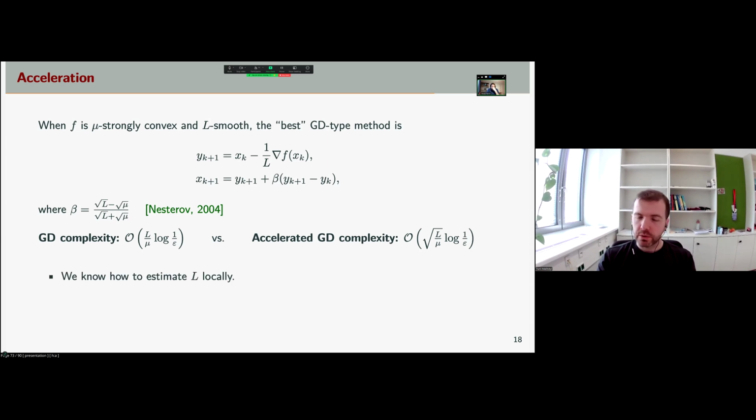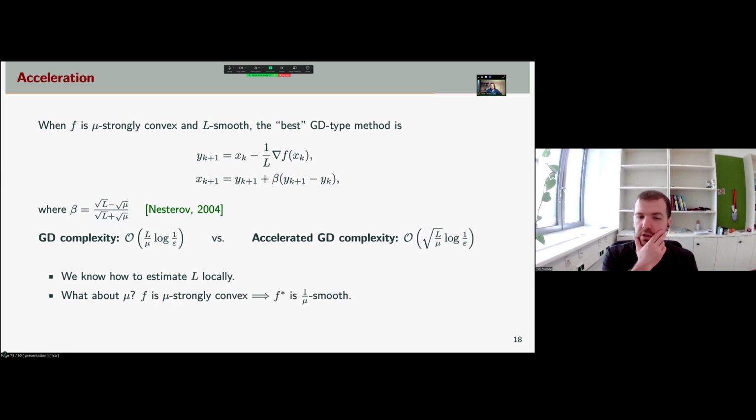Okay, what is nice is that we know already from gradient descent analysis how to estimate this Lipschitz constant locally, right? We use L_k along the iterates every time. So what about mu, right? It's also some other constant, and it most likely has nothing to do with L. So what can we do with it?